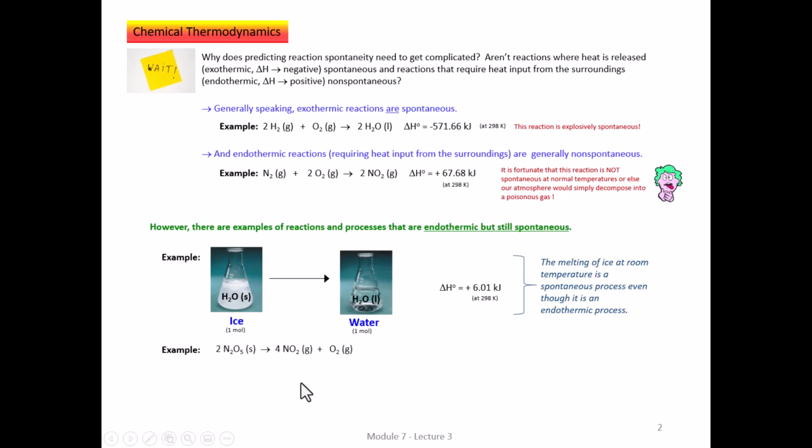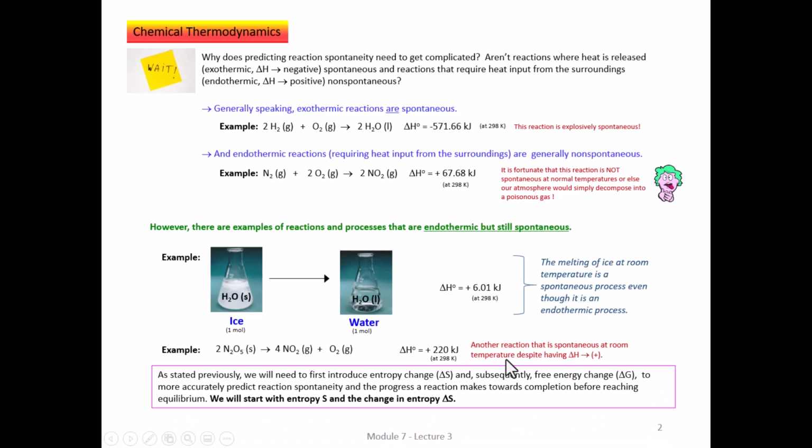Here's another example. This reaction would be a little bit difficult to relate to, but it's an example of N2O5 in the solid form decomposing into NO2 and oxygen. This reaction is highly endothermic. It requires a large amount of heat energy to be absorbed from the surroundings, yet this is spontaneous at room temperature despite having a very positive delta H.